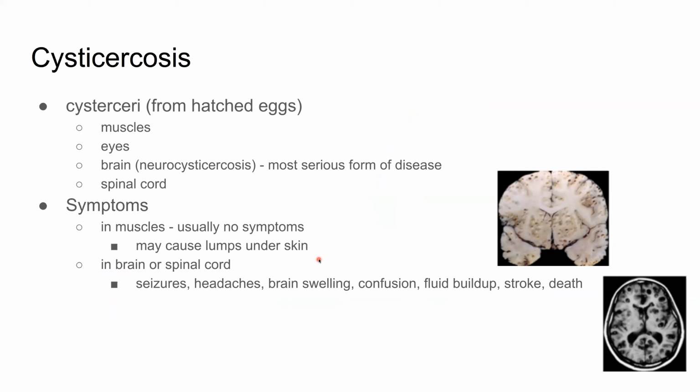But if those cysticerci are in your brain, then we call that neurocysticercosis. That's the most serious form of the disease. They can also encyst in your spinal cord. You can see the brain tissue here with holes in it. So this has very serious consequences. A lot of times it's associated with confusion, or somebody seems like they're developing dementia. It can cause headaches, encephalitis, ultimately stroke and death.